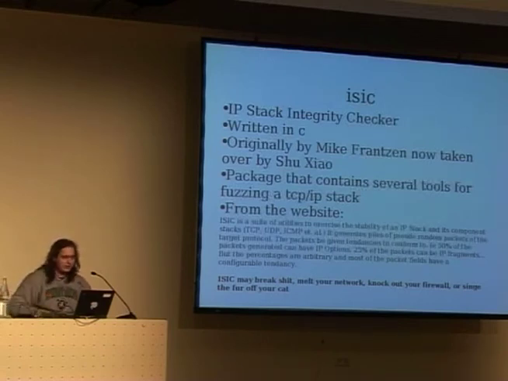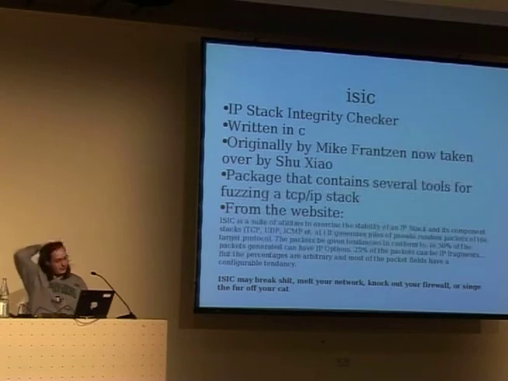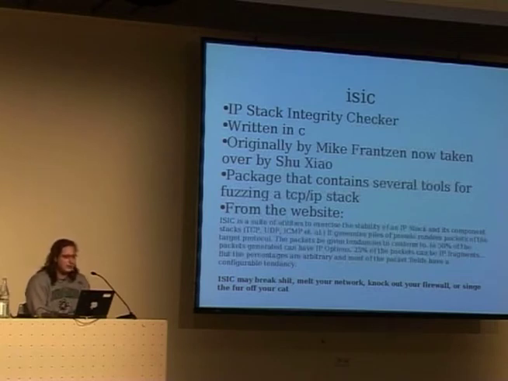Next one's ISIC. This one's a bit older, I think from the 90s, maybe 98 or something. It's basically an IP stack integrity checker. It's not called a fuzzing tool, because back then people weren't calling things fuzzing tools, but it is a fuzzing tool. It's written in C by a guy called Mike Frantzen. Basically, it generates IP, TCP, UDP, and I think even ICMP data, which is flawed. It looks like it, but it's really not that kind of data.